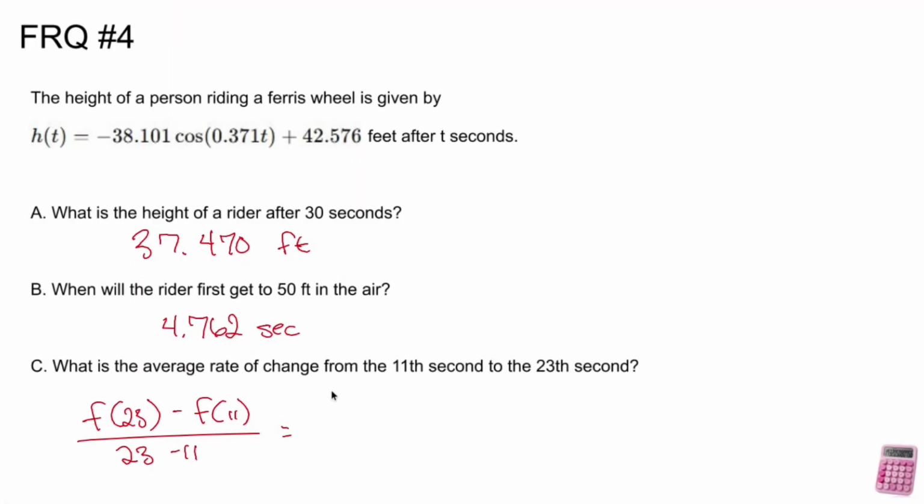All right, so f of 23 ended up being 66.505 minus f of 11 ended up being 65.066. That was all over 23 minus 11. And then when we did the math, we ended up with a very small number, 0.1199 or 0.120. And that was feet per second. That's because the difference between the heights at those moments was barely anything. So, yeah, that's that. And by the way, that completes Unit 3.